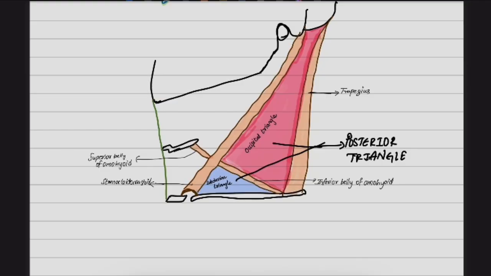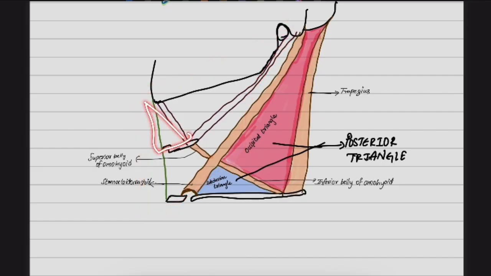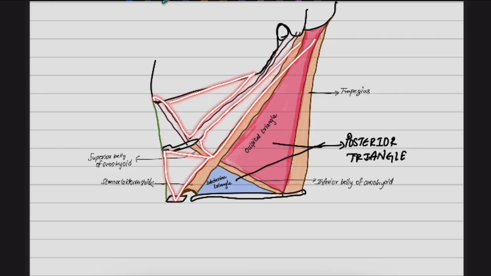This digastric muscle has two bellies, the anterior belly and the posterior belly, right? I'll be representing them like this. This is the anterior belly of the digastric muscle, and this is the posterior belly of the digastric muscle, which is attached to the mastoid process. You can clearly appreciate that this digastric muscle has divided the anterior region of the neck into triangles. You can see this is one triangle, this is one of the triangles, this is one of the triangles, and even this is also one of the triangles.